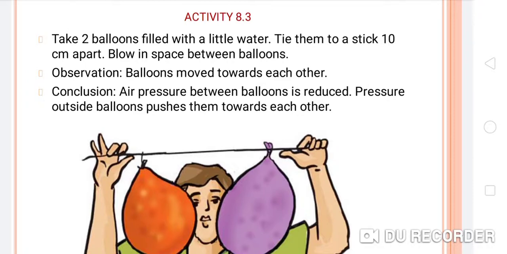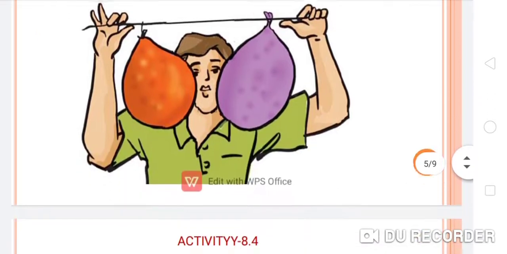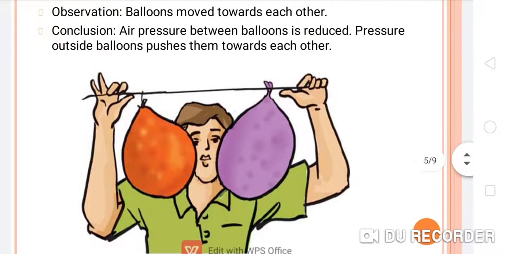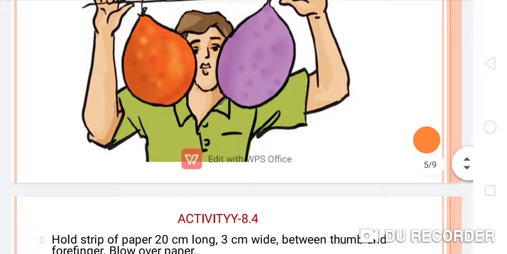Now blow in the space between the balloons. So let's see, students, what will be the observation. The balloons moved towards each other, and the conclusion: air pressure between the balloons is reduced. Pressure outside the balloons pushes them towards each other. So this was the conclusion for this activity.